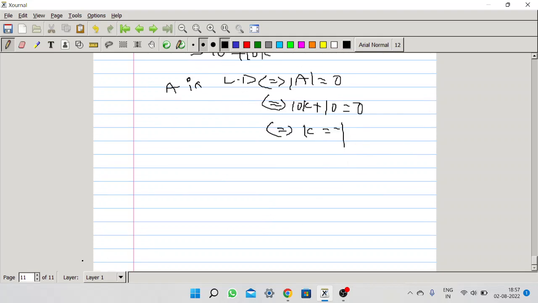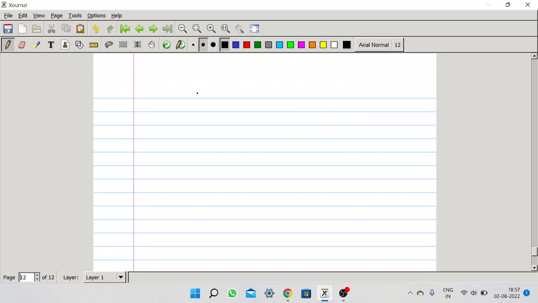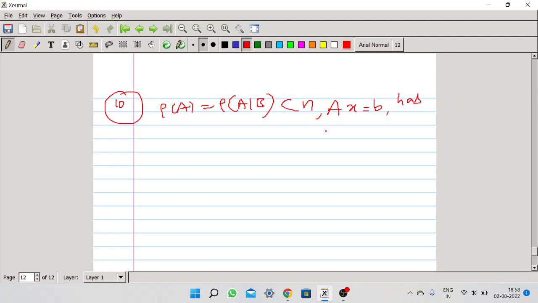Let me solve the final question, the 10th problem. This is also a direct question. It is given rank of A equal to rank of the augmented matrix [A|b], which is less than n, not equal to n, strictly less than n. Then the system Ax equal to b has how many solutions?